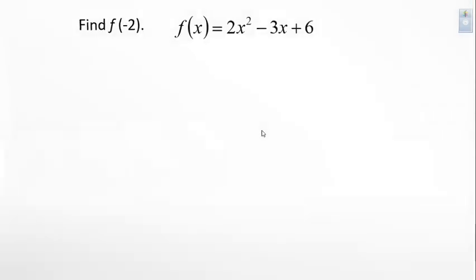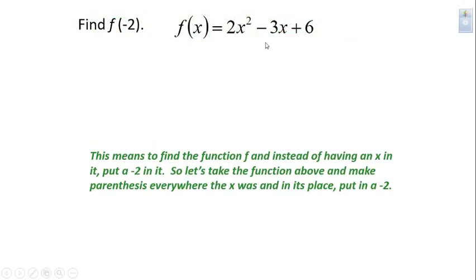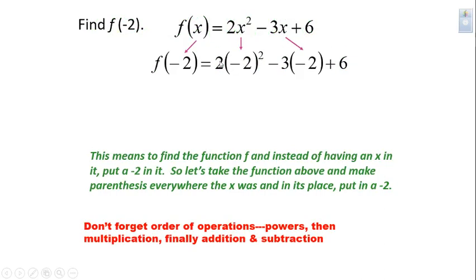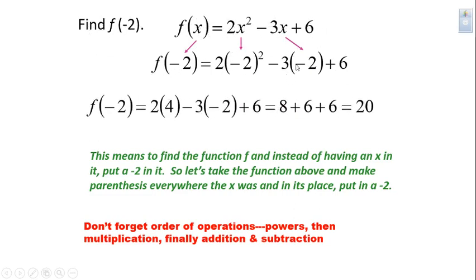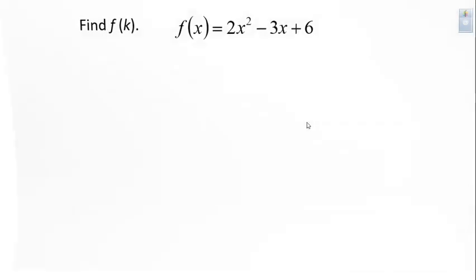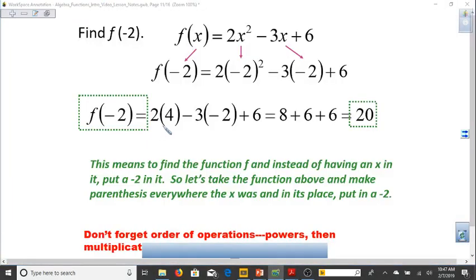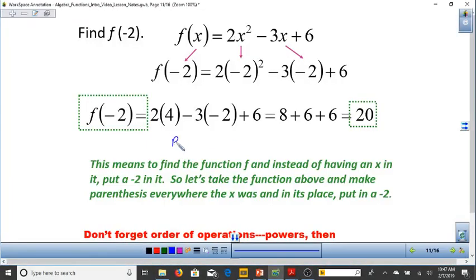Let's take a look at another example. What if instead of 2 we insert negative 2? We go about the same way. We replace all our x's with negative 2, and then we do PEMDAS. Negative 2 squared is 4, so 2 times 4 is 8. And then negative 3 times negative 2 is positive 6, and then plus 6. So the output now is not what we got before, not 8 as before. The output in this case is 20. So the corresponding point would be input of negative 2 and output of 20.